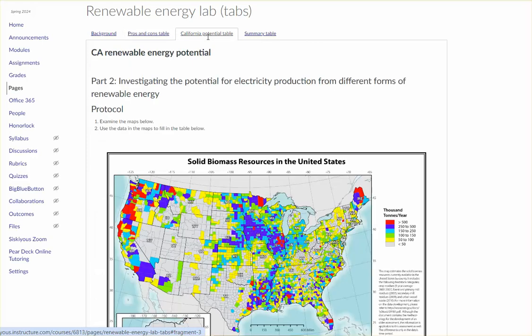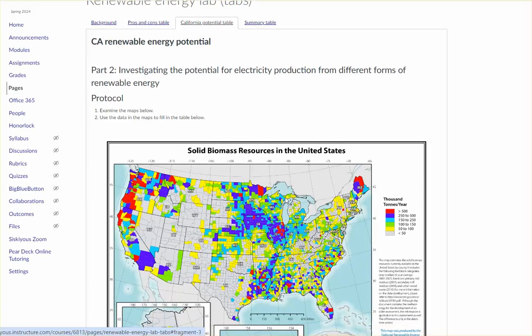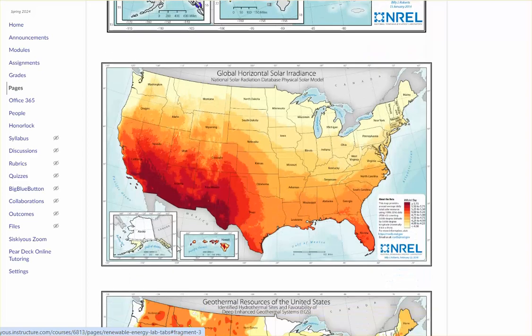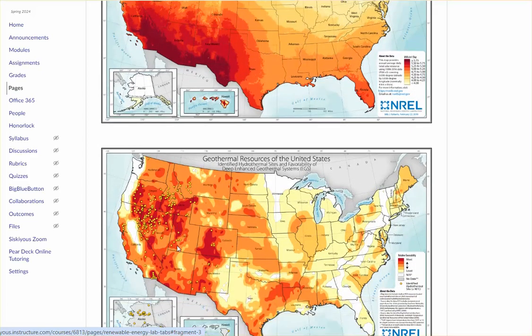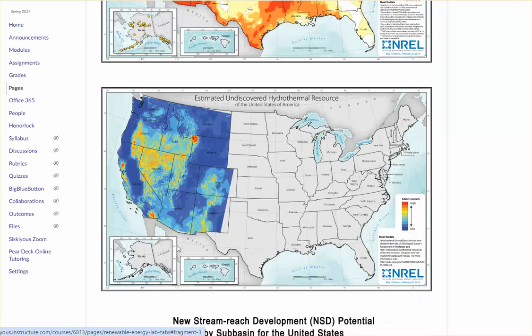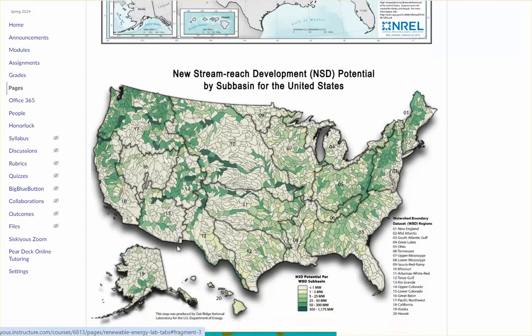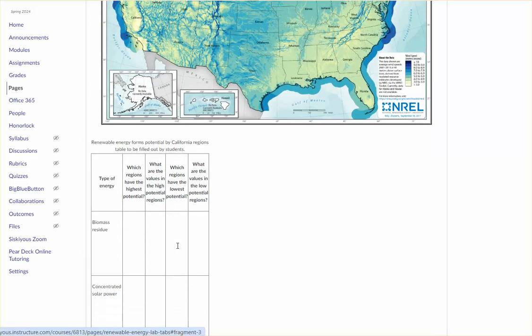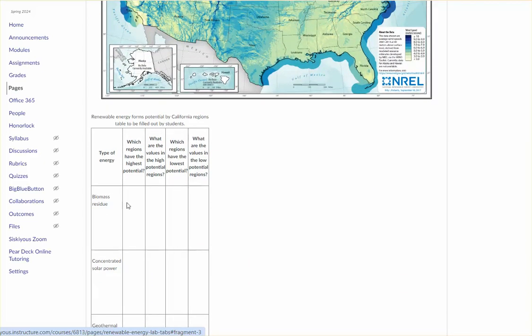The next thing you're going to do is look at some data displayed on maps, and specifically you're going to look at the state of California. For each of these forms of renewable energy, geothermal, hydrothermal, this is stream development, so thinking about hydroelectric power, you're going to look at the map and think about which region in California has the highest potential for that particular resource, which seems to have the lowest, and then describe the values in those regions.